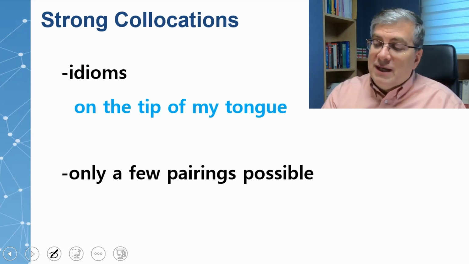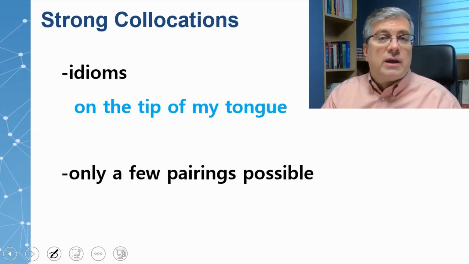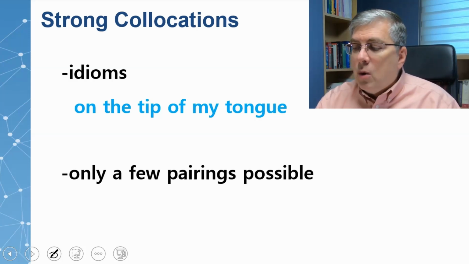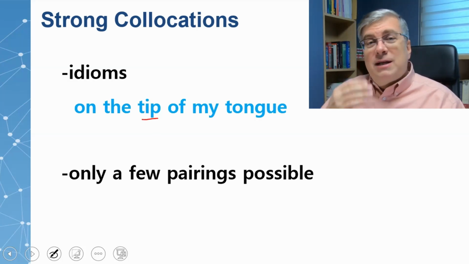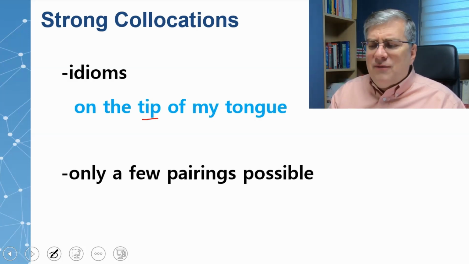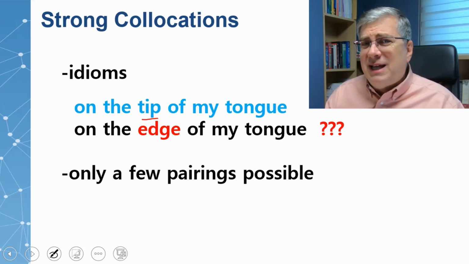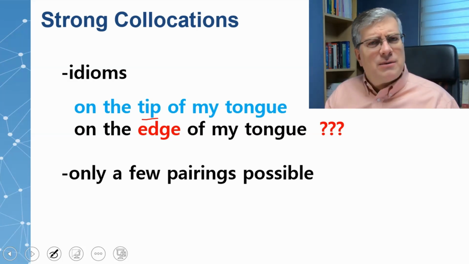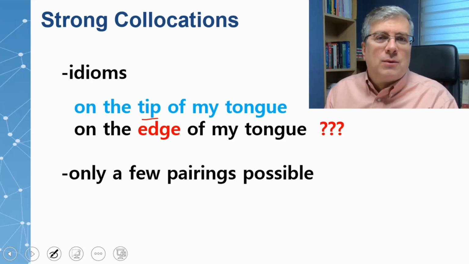Well, if you take a look at this idiom, everybody understands that in English. It's on the tip of my tongue. Give me a few seconds. I'll come up with it. Well, tip, what's a synonym of tip? Tip could be synonymous with edge. But if you say on the edge of my tongue, that sounds strange. It sounds a little bit odd. I mean, people might understand what you're saying, but they'll immediately know that's not the correct expression, right?